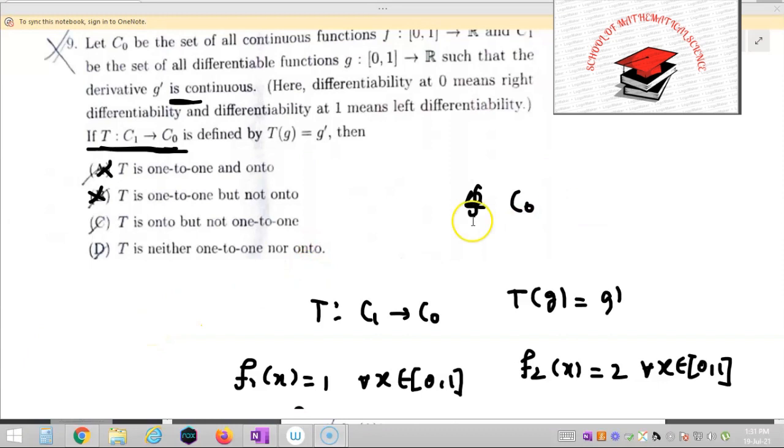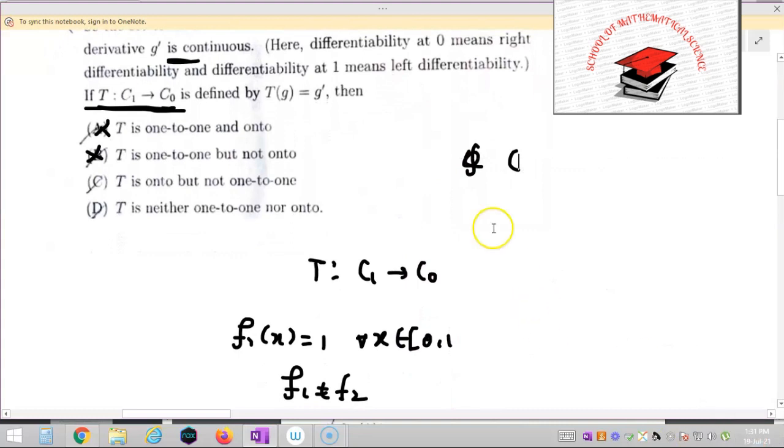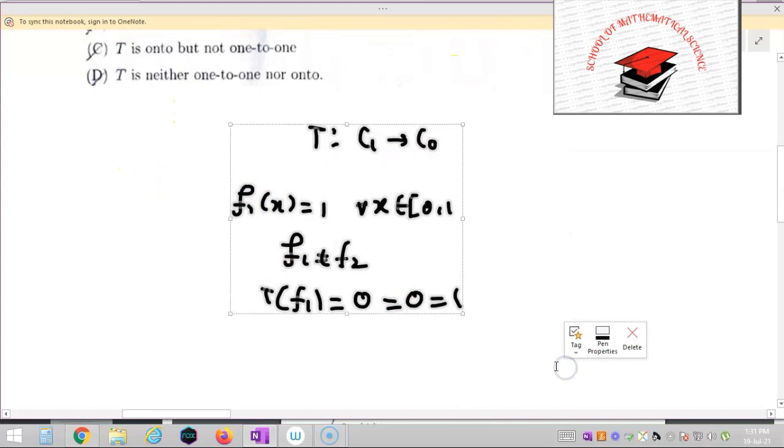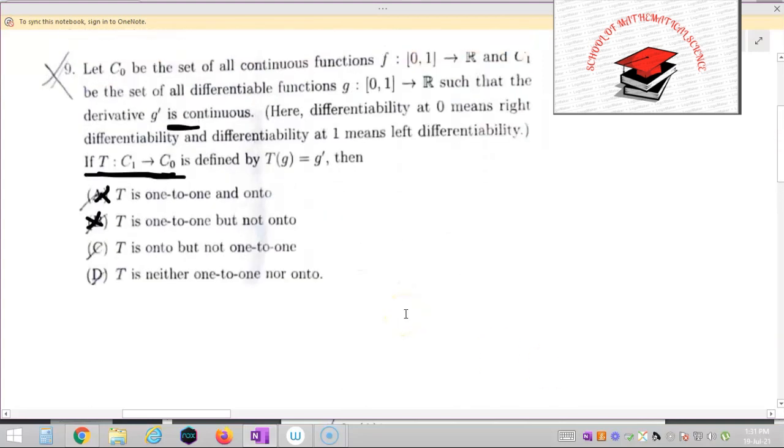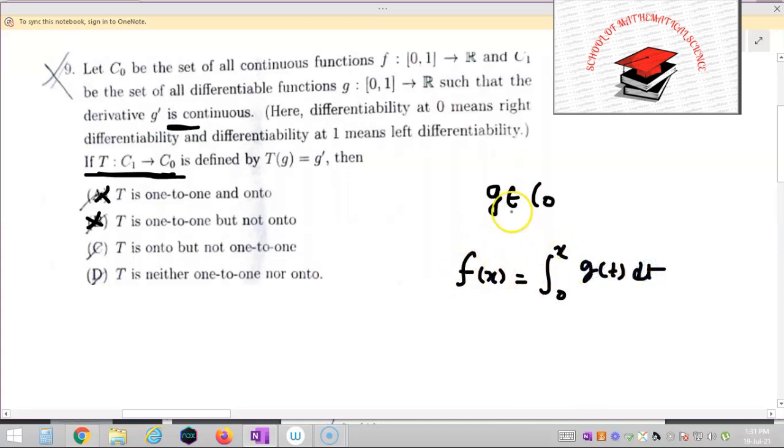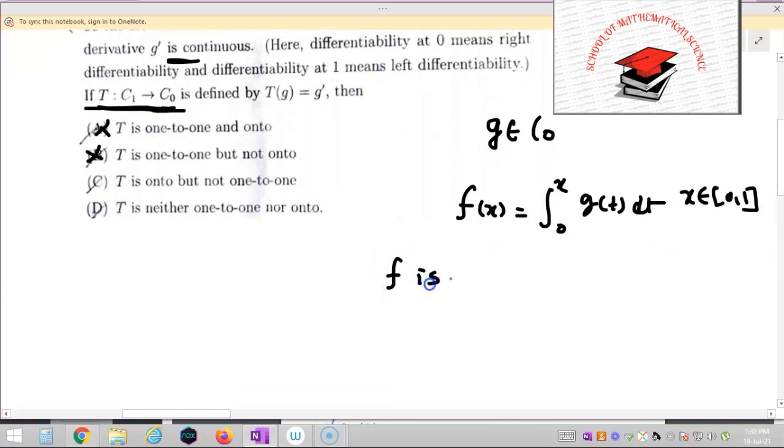So for this, I am taking a function from the right hand side, C0. I am taking g belongs to C0. So g is continuous. I am constructing a function f(x) equal to the integration from 0 to x of g(t) dt. So as g is continuous, where x belongs to [0,1], I can say this f is differentiable.